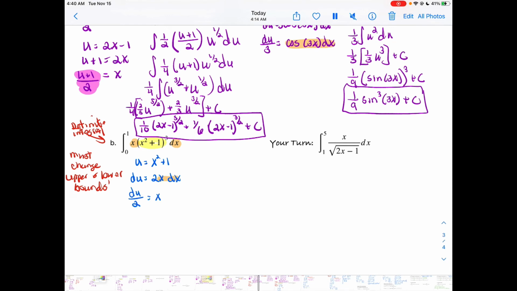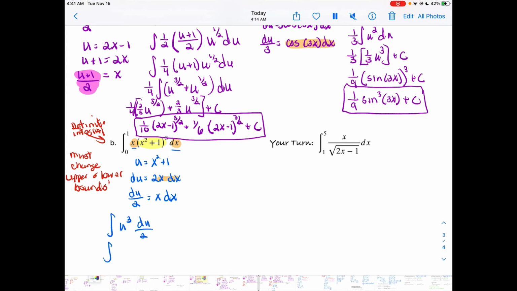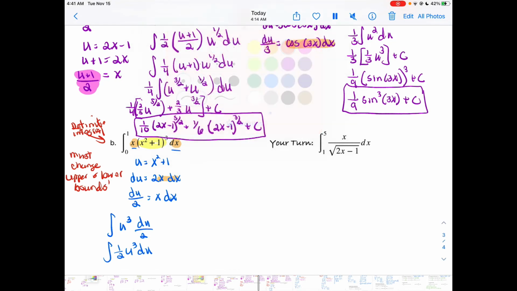X dx on side by itself, so du divided by 2 is equal to x dx, another way of doing this substitution here. And so now I've substituted in place of the x squared plus 1 as u, so that gives me u cubed, and replacing the x dx with du over 2. But I cannot integrate this yet because I need to make this a definite integral. And so now that my variable is u, my upper and lower bounds need to be in terms of u as well.